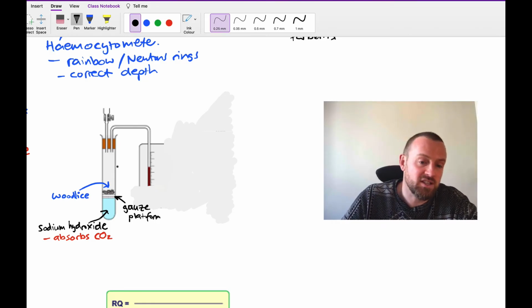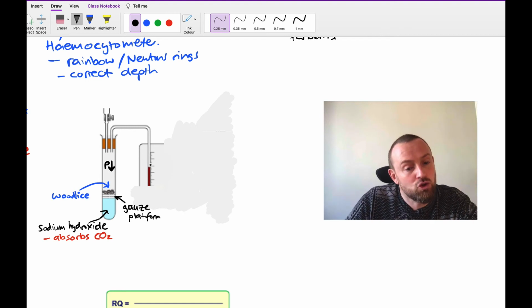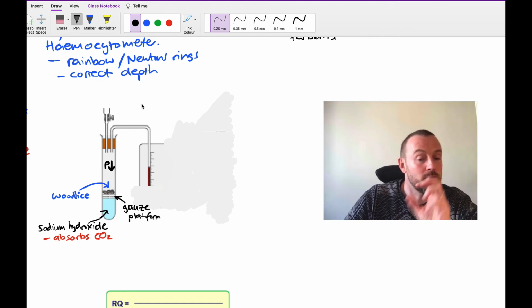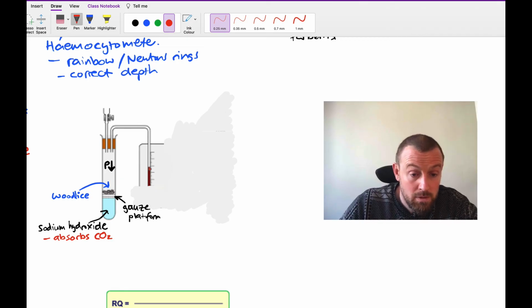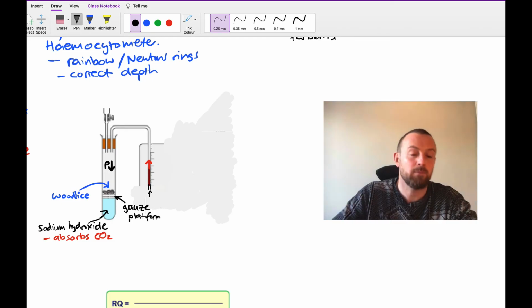So the pressure decreases. I'm just going to write P for pressure, decreases and goes down. Now that would draw fluid into the tube. Now don't label what I'm about to do. But the fluid would be drawn up this way, because air would be rushing in down this way. Air would be coming in the end of the tube and the fluid would be moving up.